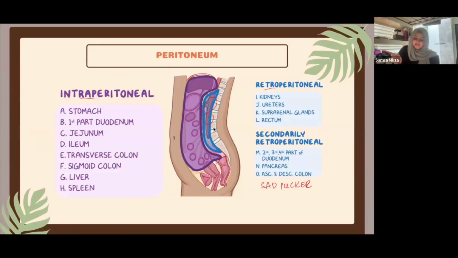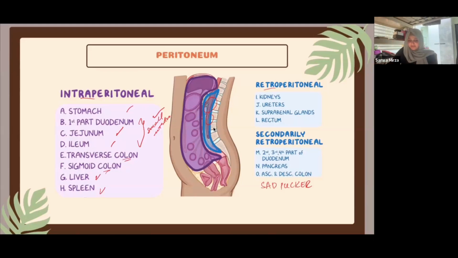But we'll start with intraperitoneal first. So intraperitoneal is everything that's highlighted purple here. So you have the stomach, you have the first part of the duodenum, you have the jejunum and the ileum. So essentially the majority of the small intestine. And then you have the transverse colon only, and then the sigmoid colon and the liver and the spleen. So most of the things that are mostly anterior.